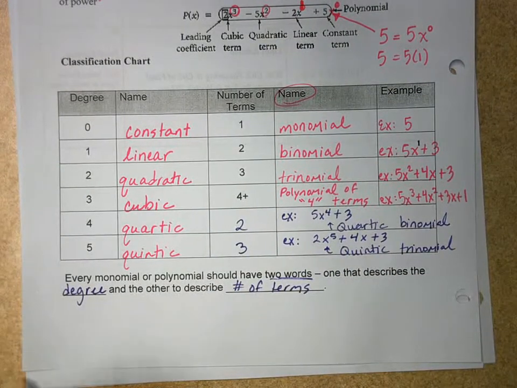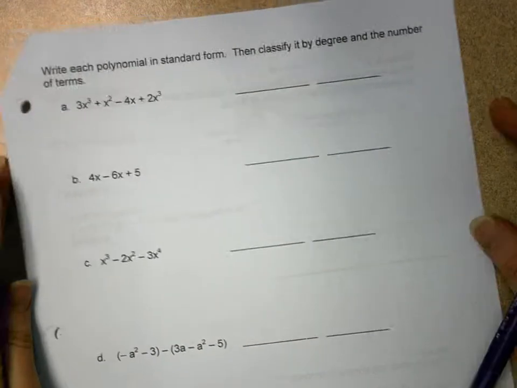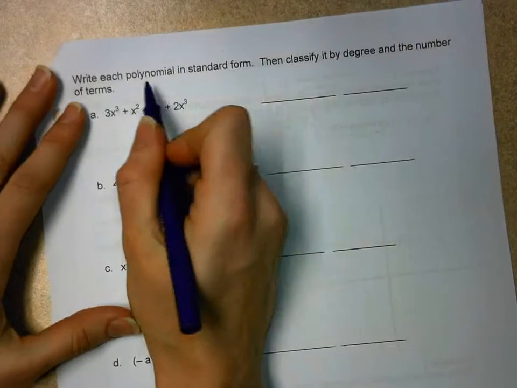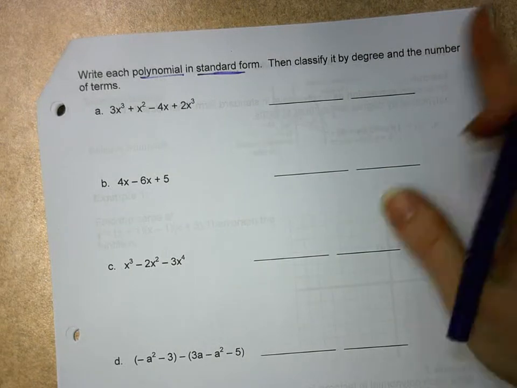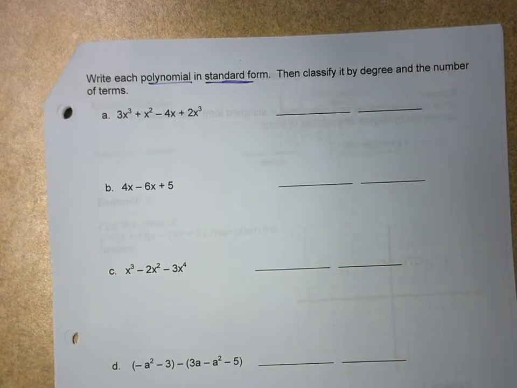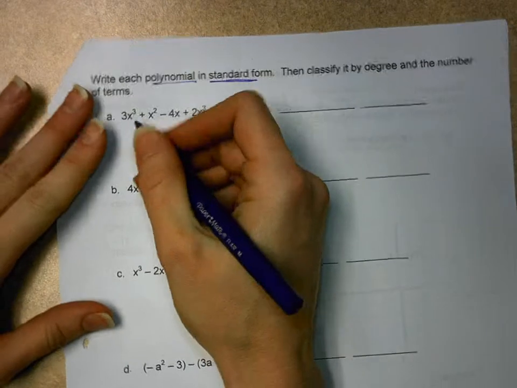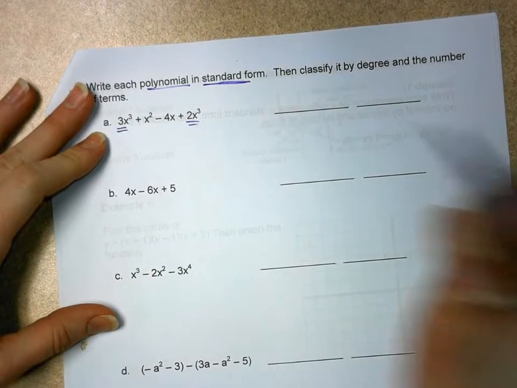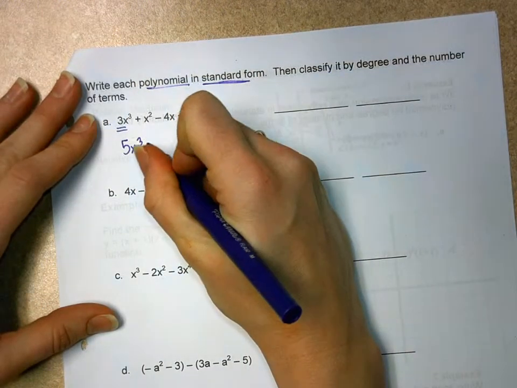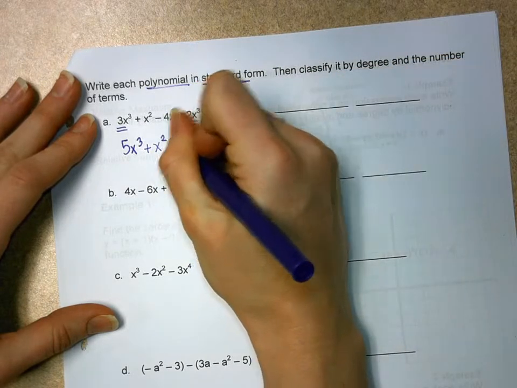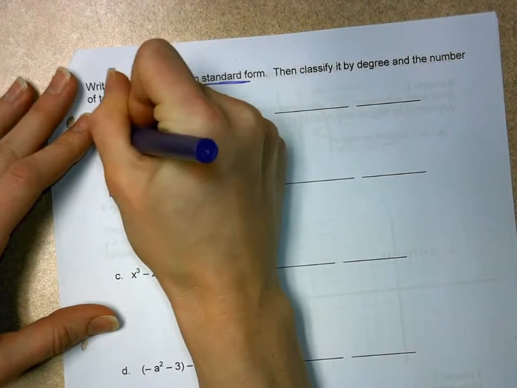Okay, so let's practice with this. Go ahead and flip it over. Write each polynomial in standard form, and then classify it by degree and the number of terms. So letter A. First of all, we have to combine like terms, and we have to write the highest exponent first. So which one's the highest exponent that you see there? 2 or 3? 3. Good. So let's combine those first. 3x cubed plus 2x cubed. What does that come out to be? 5x cubed. Good. Which one would come second? X squared. And what would be the last one? Minus 4x. Excellent. That would be the polynomial in standard form.